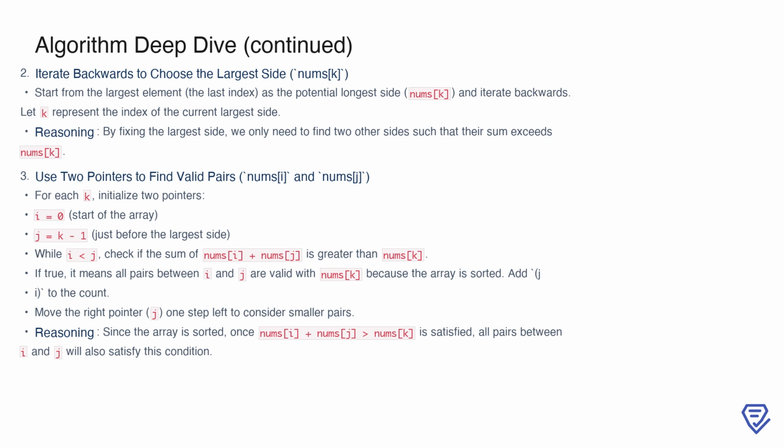The two-pointer technique simplifies the process of identifying valid pairs. While i is less than j, we check if nums[i] plus nums[j] is greater than nums[k]. If this condition is true, it means all pairs between i and j are valid with nums[k], because the array is sorted. We then add the count of these pairs, which is j minus i, to our result. After this, we move the right pointer, j, one step to the left to consider smaller pairs. This ensures we systematically evaluate all valid combinations for the current largest side.